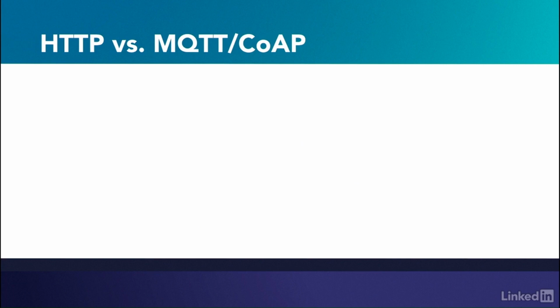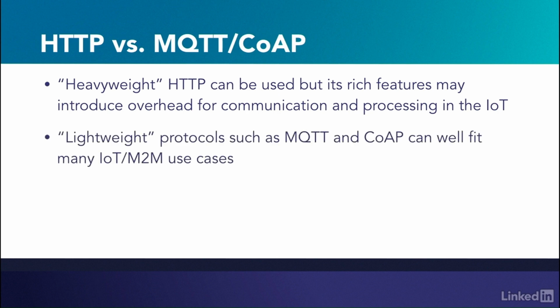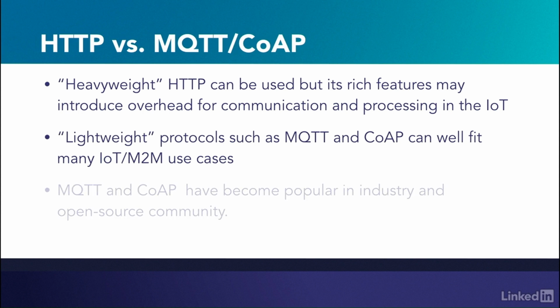We have different options for message transfers. Using the generic HTTP protocol can do the job. However, the rich features provided by HTTP are not necessary, and they'll introduce overhead for message transfer and processing. Therefore, in many IoT or M2M use cases, lightweight message transfer protocols came into play. There are a few open lightweight message transfer protocols, and the typical ones include MQTT and CoAP.